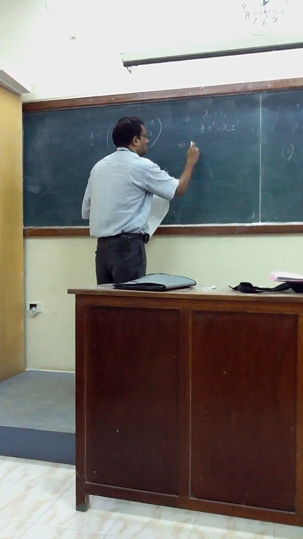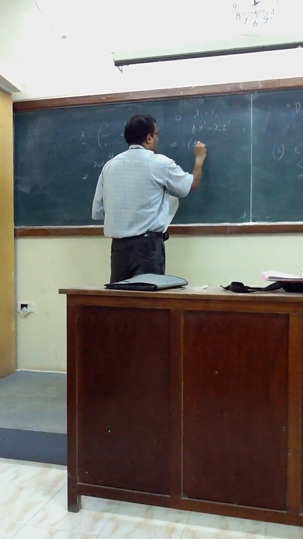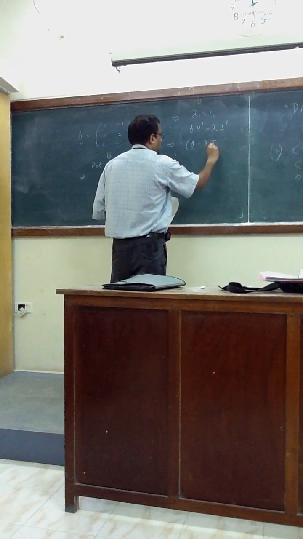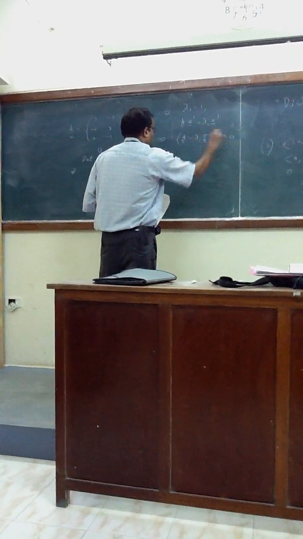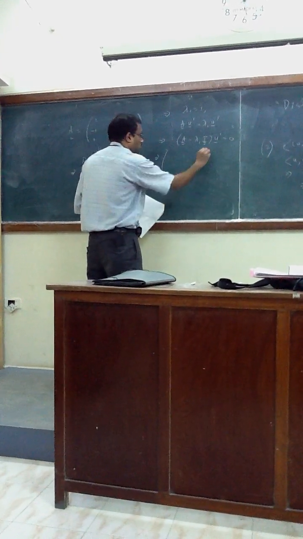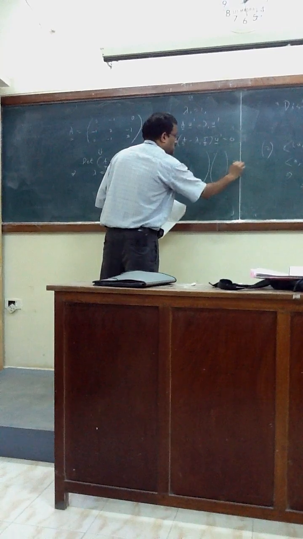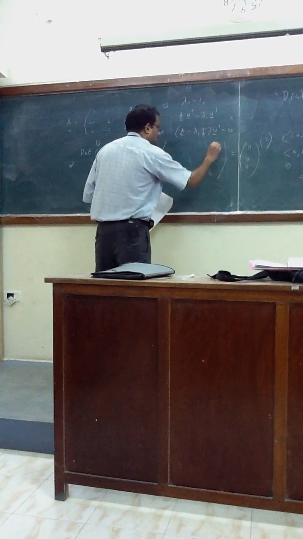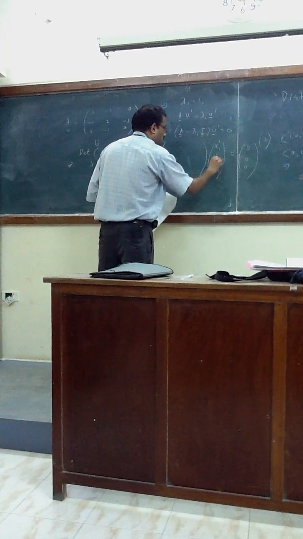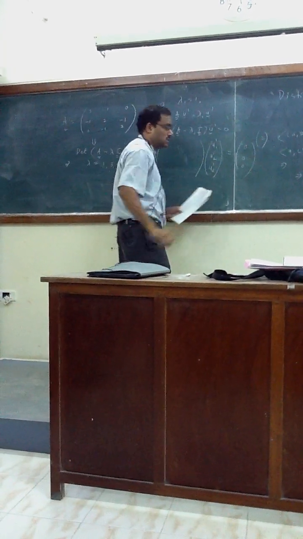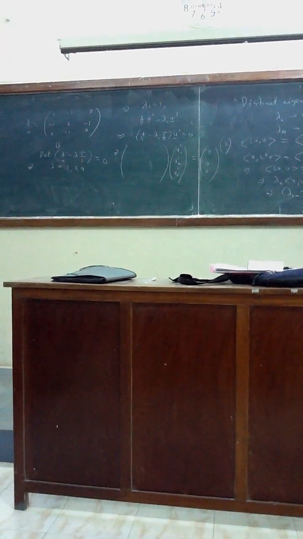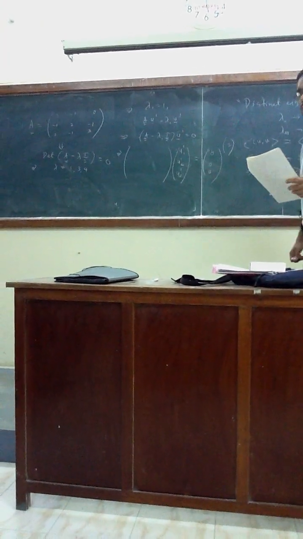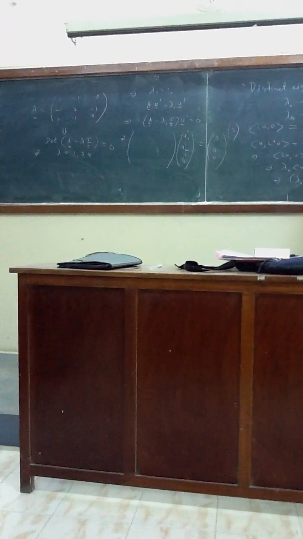So we have A minus lambda 1 I times U1 equals to 0. So can you fill in the blanks? U1 1, U1 2, and U1 3. Okay? What is the matrix?